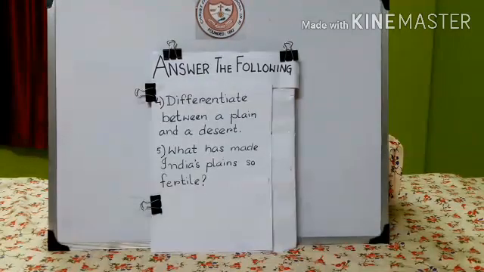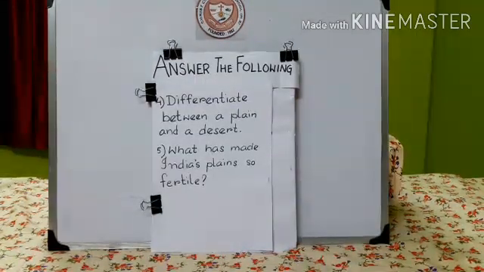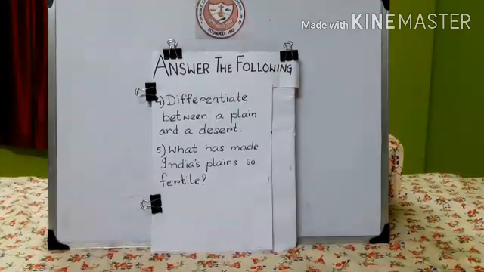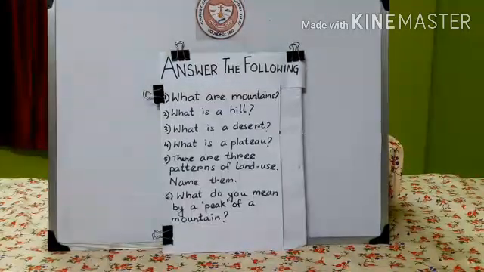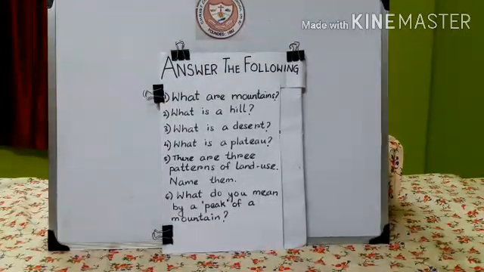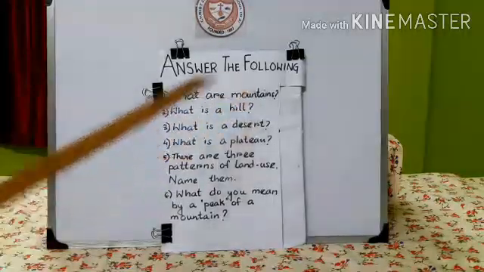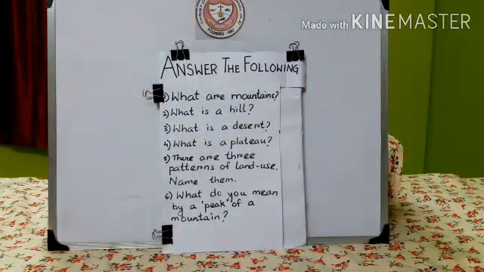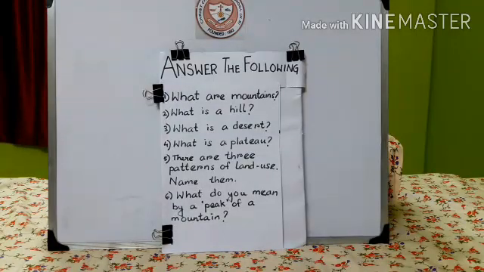Okay. Now we will go on. These were your long questions. Now we will go on to the short question types. Question number 1 is, what are mountains? The answer is, mountains are a group of hills rising quite high above the surrounding land. The answer is on page 19.